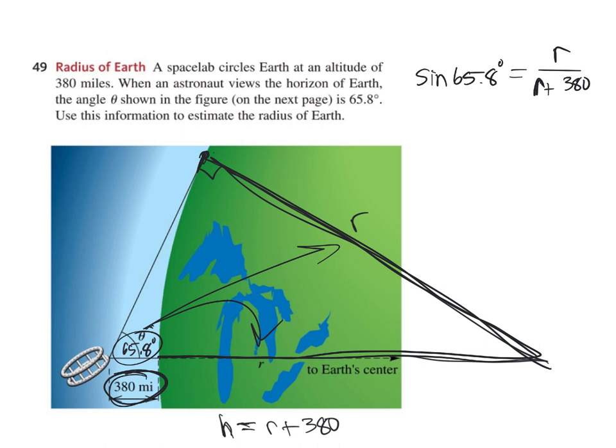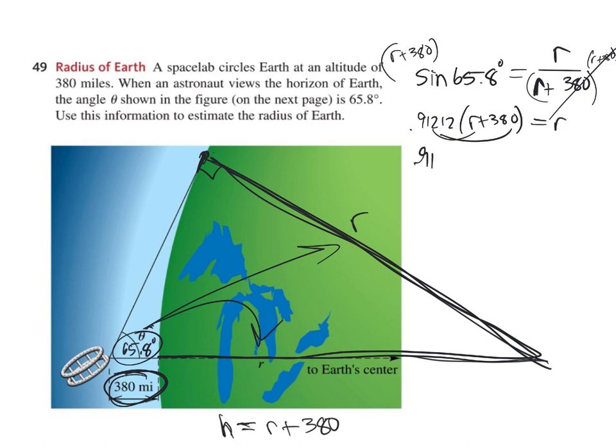Okay, so we just have two places where there's r's. But we have one variable, not two. So we can solve this. All right, so multiply both sides, and this is a group again, by r plus 380. So those will cancel out, and r plus 380 here. So what's the sine of 65.8? That's 0.91212. So 0.91212 times r plus 380. And that equals r. So distribute here.